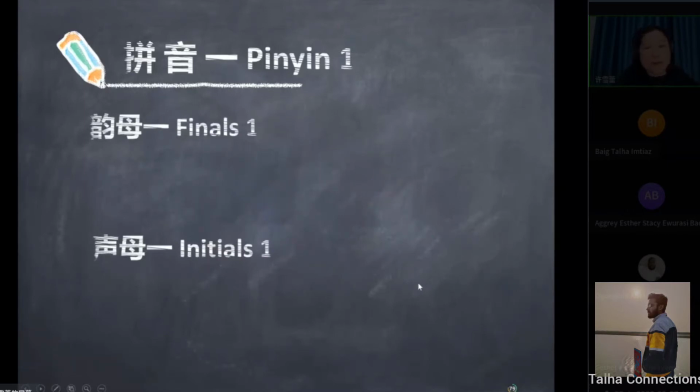Now, I would like to divide the finals and the initials into several groups, and then we are going to learn them one by one. So just now, you just have a big picture of what pinyin is. Now, here we start learning it. The first group of finals, we are going to learn these six. Please read after me.